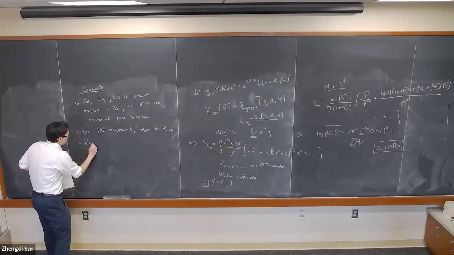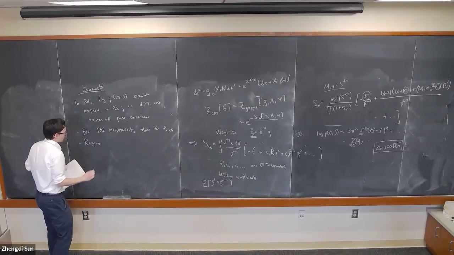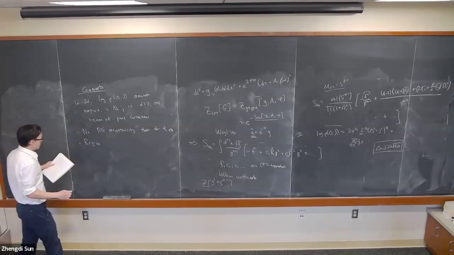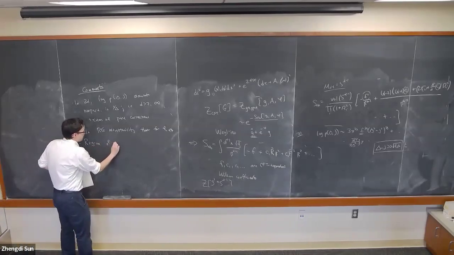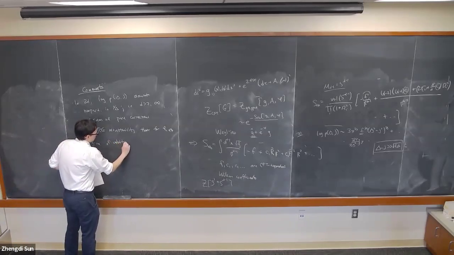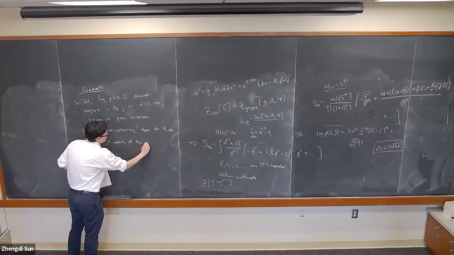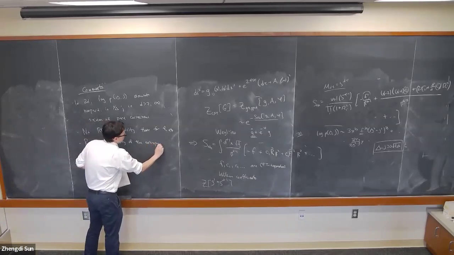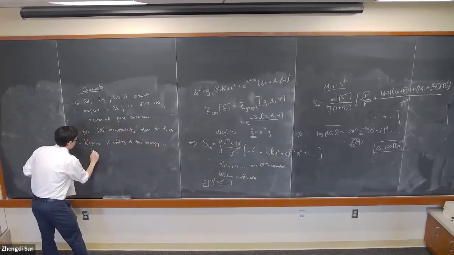Okay, and the final comment I want to make, before I get to some angular momenta J, is that the regime of validity of the entropy is qualitatively different in D equals 2 versus D bigger than 2.